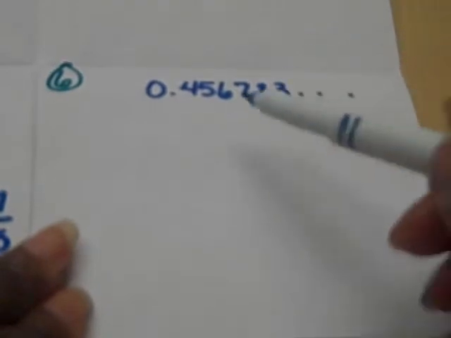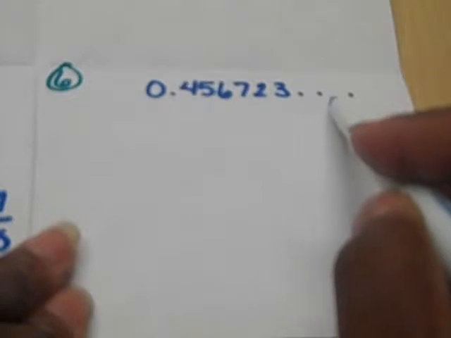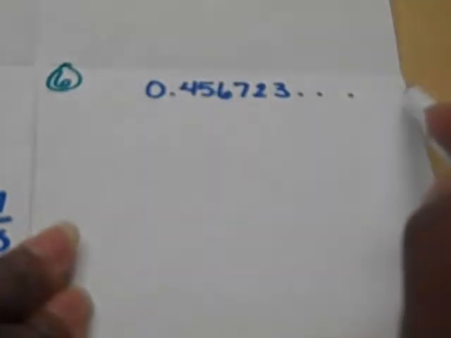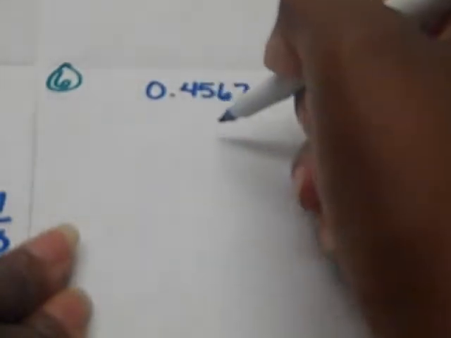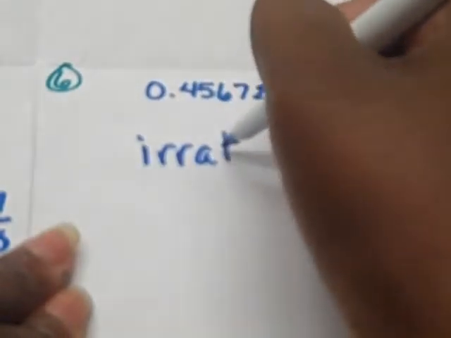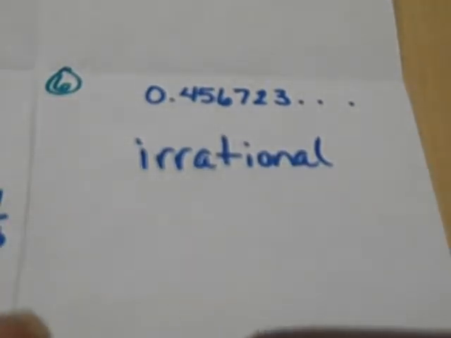Number 6. Is this number rational or irrational? How do you know? Well, let's look at some characteristics of this number. After the decimal, there are no repeating numbers, and these dots indicate that it goes on for a while. So no repeats, and it does not stop. So this qualifies as irrational. It doesn't terminate, and it does not repeat. Okay, we'll move on to number 7.